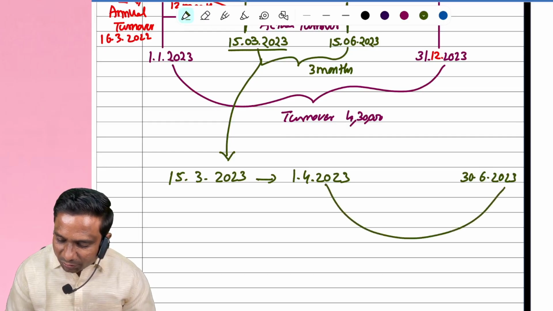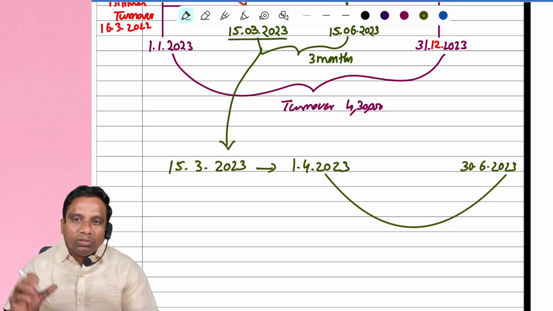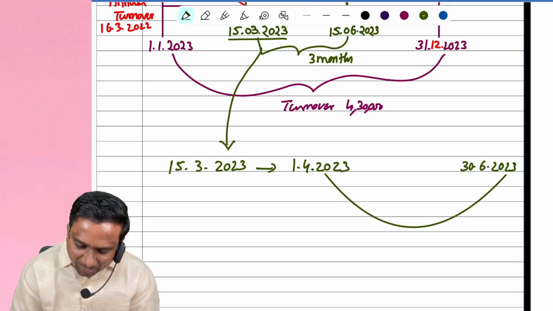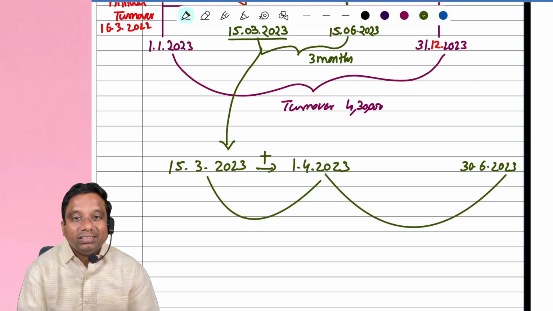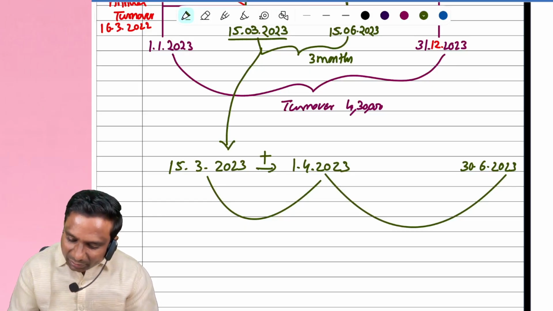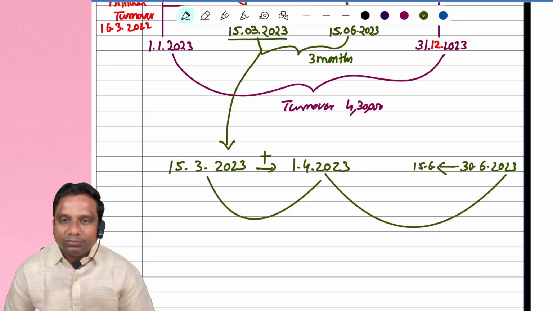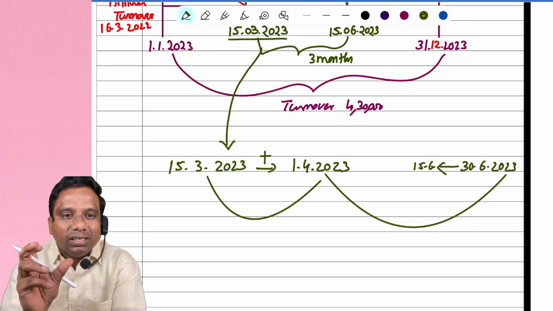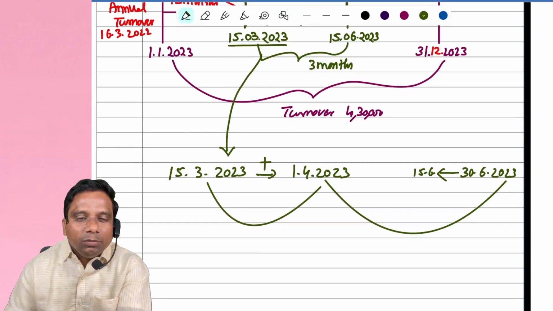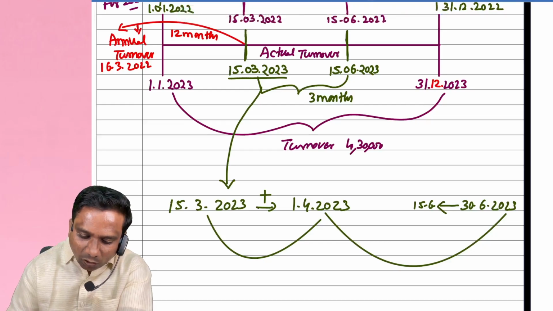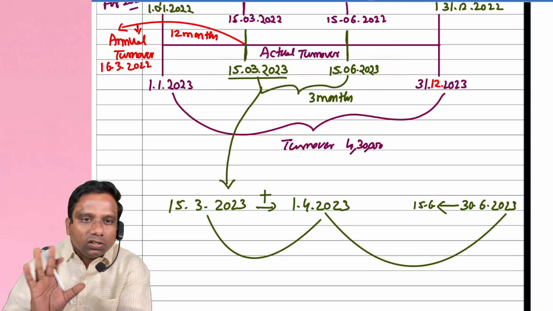This is one quarter, students. Now what I am doing? First I am taking this quarter's sales. To this I am adding the 15/3/2023 to 1/4/2023 sales. But I need 15/6 data. The difference of sales between this period I will deduct. Very, very important. Tell me, these dates are directly not available.